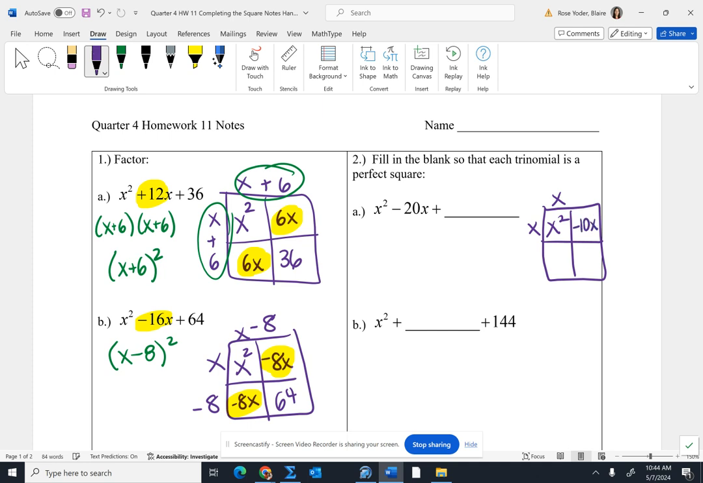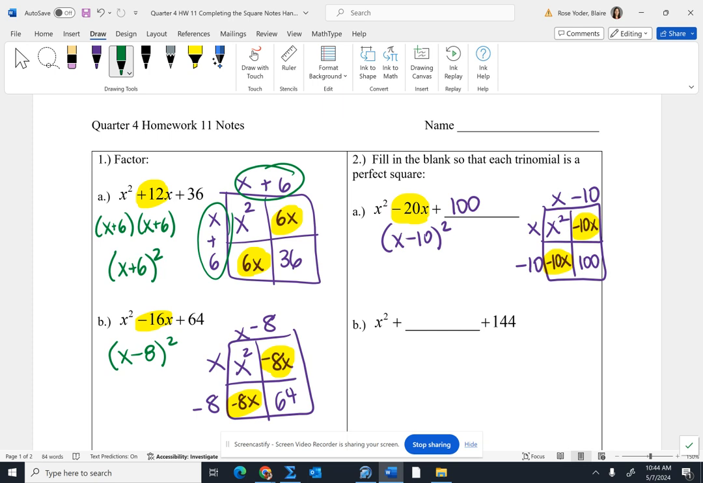So I'm going to split them into negative 10x and negative 10x. That's to make sure that those two terms add up to the middle term. If I do that, I know now what I need to fill in the blank with. Negative 10 times negative 10 is 100. So if I fill in the blank with 100, then it will factor into x minus 10 squared.